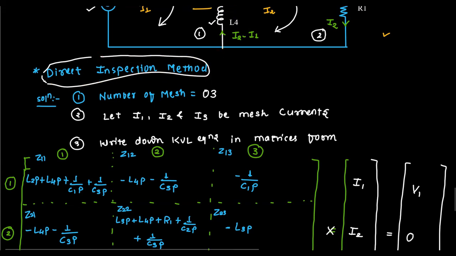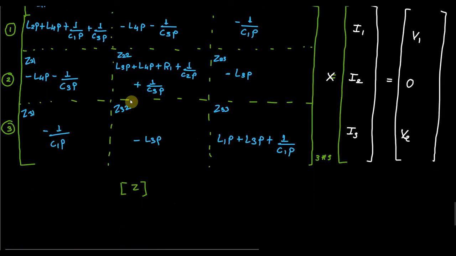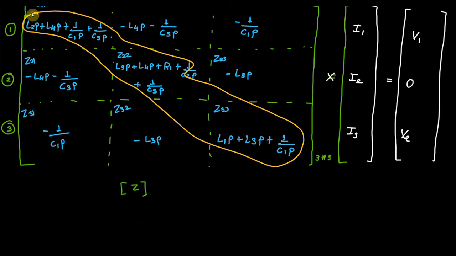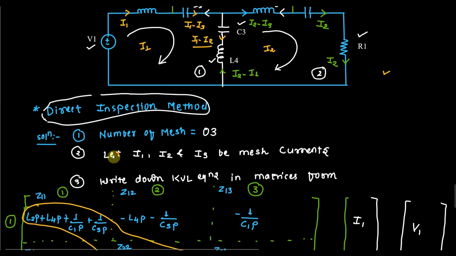Fine. And I have already told you that this is actually the diagonal element which is always positive. Fine. And these are the non-diagonal elements. So in that way you can solve any question based on the mesh analysis. Fine. So I have finished with this.